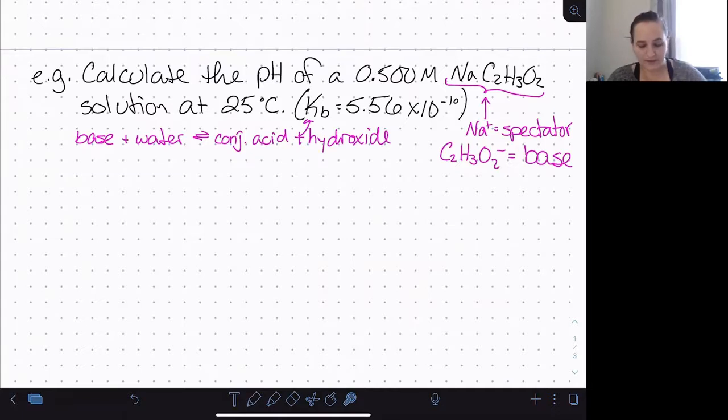So again, the base you want to use is just the acetate ion itself. You'll want to write your reaction first, set up an ice table, go through the usual equilibrium process to find your hydroxide concentration. Then you can find your pOH to get your pH, or you can find the hydronium concentration to get the pH. Either one will get you there in the end. So pause here, take a moment, and try that one on your own.